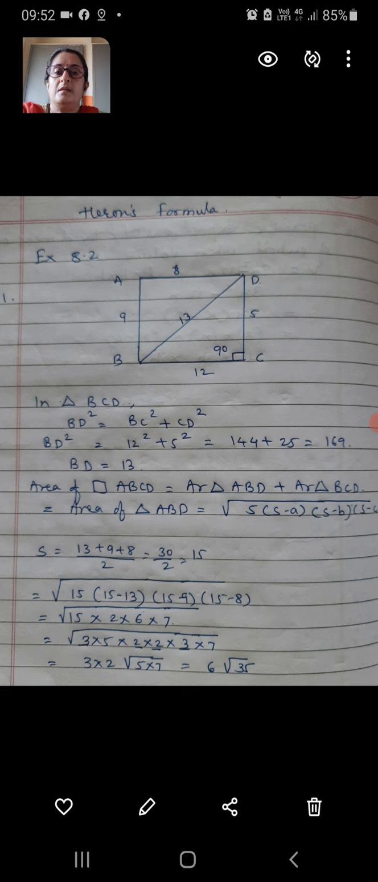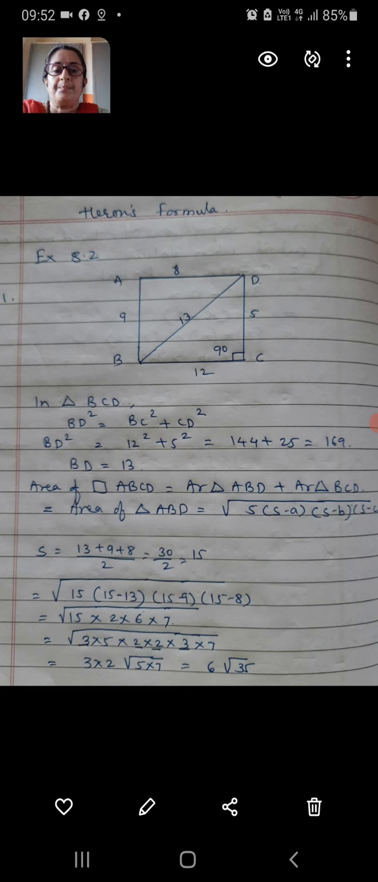So now the given figure is in the shape of quadrilateral and we have to find out the area of the quadrilateral. Now here we are going to divide this quadrilateral into two triangles. So in the figure you can see there is a quadrilateral ABCD. The sides are 12, 5, 8 and 9. So using any other formula for quadrilateral we cannot find out the area. So we are going to divide it into two triangles and then find out the area.